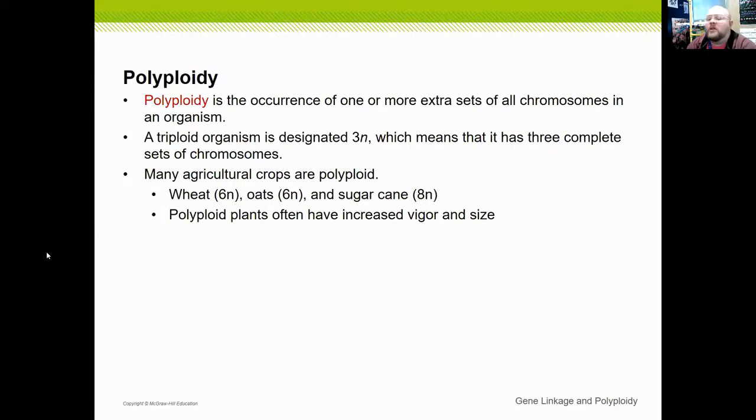And now we have what's called polyploidy. This is the occurrence of 1 or more extra sets of all chromosomes in an organism. A triploid organism is designated 3N, which means that it has 3 complete sets of chromosomes. So you would take 3 times however many sets they have. Many agricultural crops are polyploid. Wheat is 6N, oats is 6N, sugarcane is 8N.